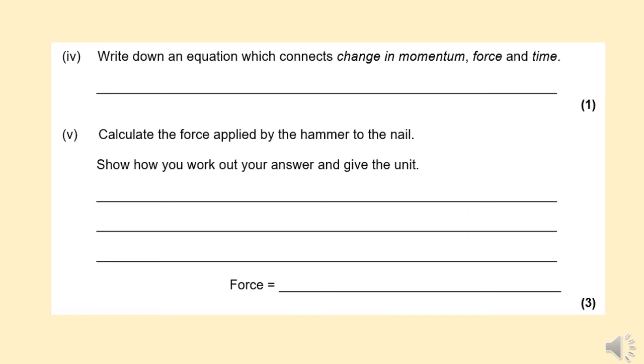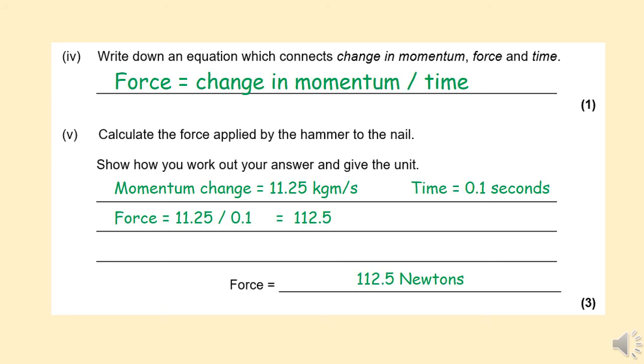Then following on from this, write down an equation connecting change of momentum, force and time, and then calculate the force applied by the hammer to the nail. So for the first part, remember to use the phrases that are used in the question. So you'll write down the force is the change in momentum divided by the time. From the previous bit of the question, we got the momentum change was 11.25, the time's 0.1 seconds. We divide those two, we'll end up with 112.5, and therefore the force is 112.5 newtons.